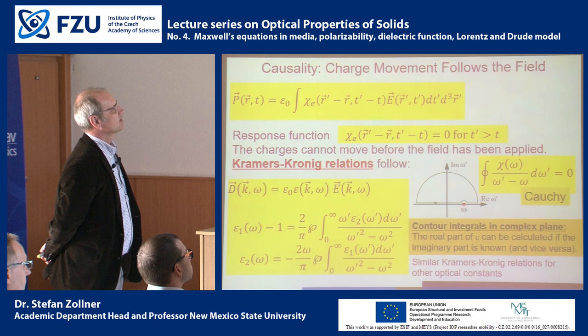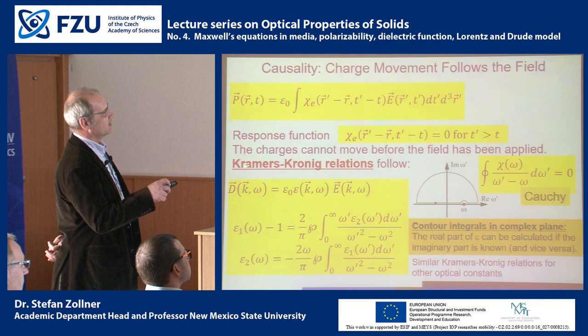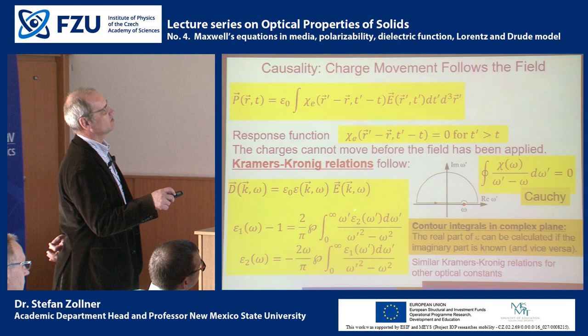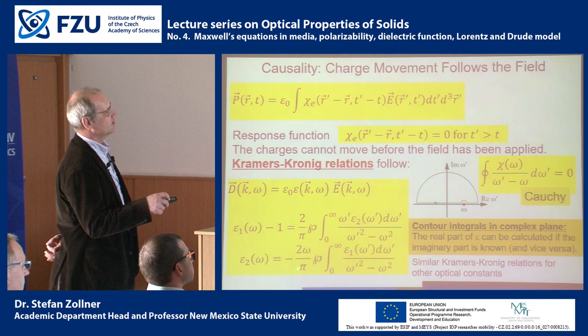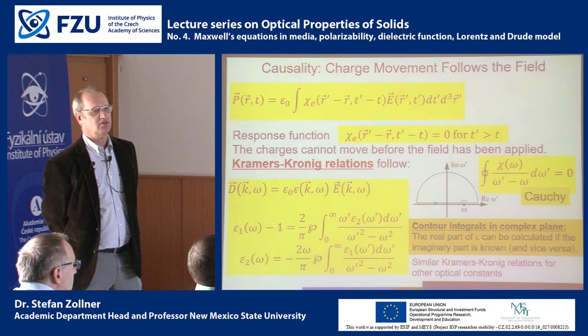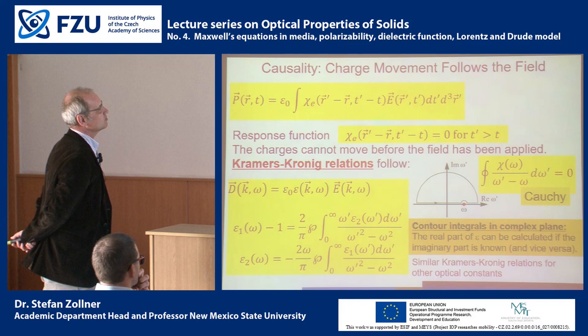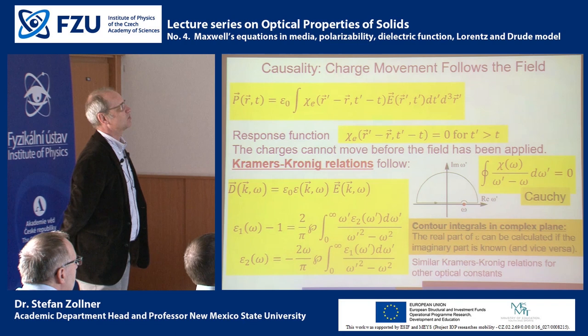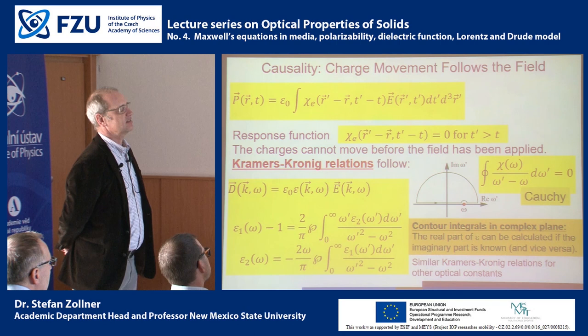And if we apply this, then we find what is known as the Kramers-Kronig relations. And these Kramers-Kronig relations say that if we know the imaginary part of the dielectric function, then we can calculate the real part. And vice versa, if we know the real part of the dielectric constant, we can calculate the imaginary part. So there is no physics behind these Kramers-Kronig relations. This is just an application of the theory of complex functions in the complex plane to the response function and applying the causality principle.